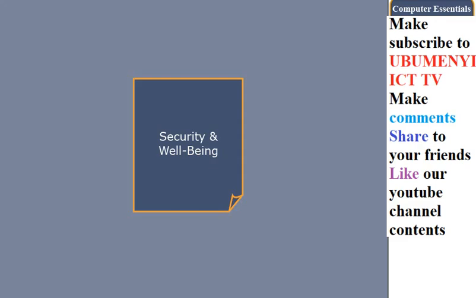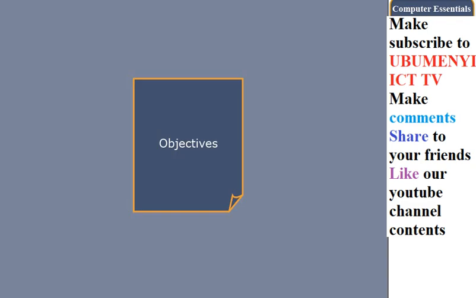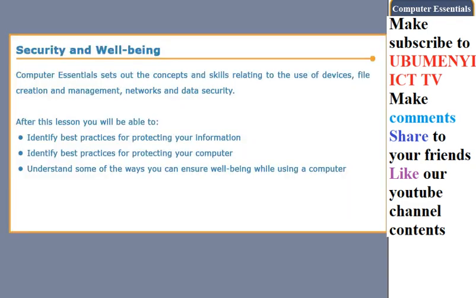Security and well-being. This course is into Objectives. Computer Essentials sets out the concepts and skills relating to the use of devices, file creation and management, networks and data security. After this lesson, you will be able to identify best practices for protecting your information, identify best practices for protecting your computer, and understand some of the ways you can ensure well-being while using a computer.